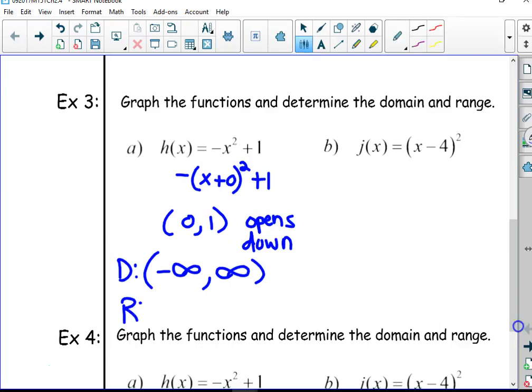So here, it says that it's going to open down and our maximum y value is at 0, 1. So that means that we go from 1, including 1. Actually, we have to do it backwards because this is opening down. So we're going to put in negative infinity to positive 1. All right, let's take a look at how this graphs on XYZ, though.